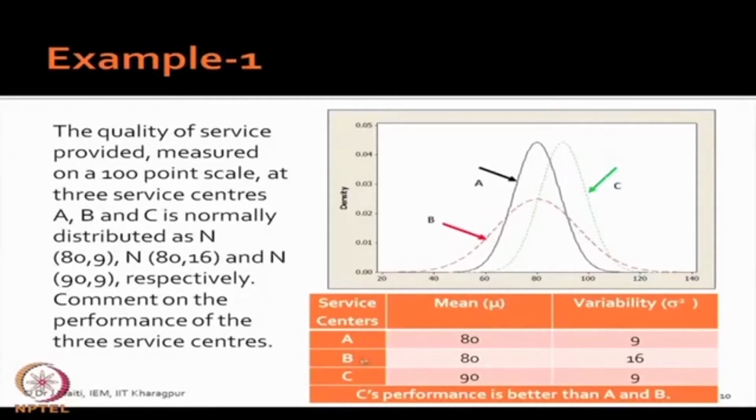Now, if I ask you to compare A and B, which one is better? A, because the variability is low, with the mean at the same level. So what is the physical interpretation of this? Physically, it is the variability that is the most difficult parameter. It is very difficult to control variability.